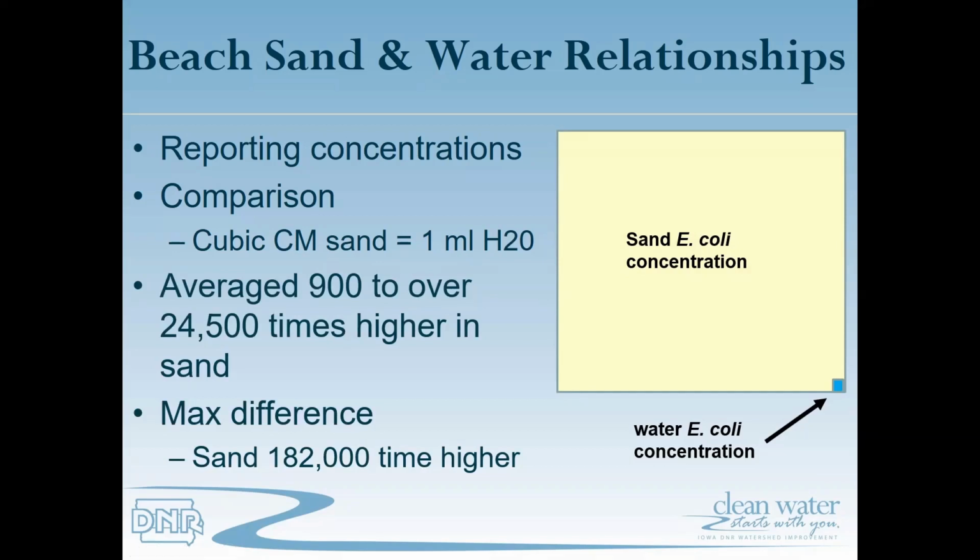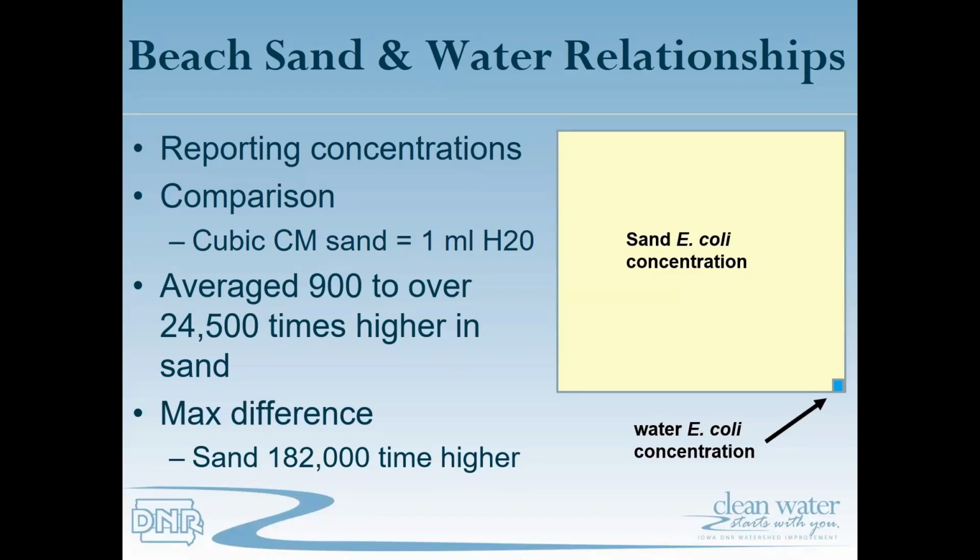And when you correct to put them on an equivalent scale, what you see is that the sand area of the recreational swimming environment had an average concentration on the three beaches from 900 to 24,500 times higher in bacteria concentrations than what we observed in the water. And on an individual sampling trip to Lake McBride, we observed that the sand had bacteria concentrations in excess of 180,000 times higher than what we observed in the water.